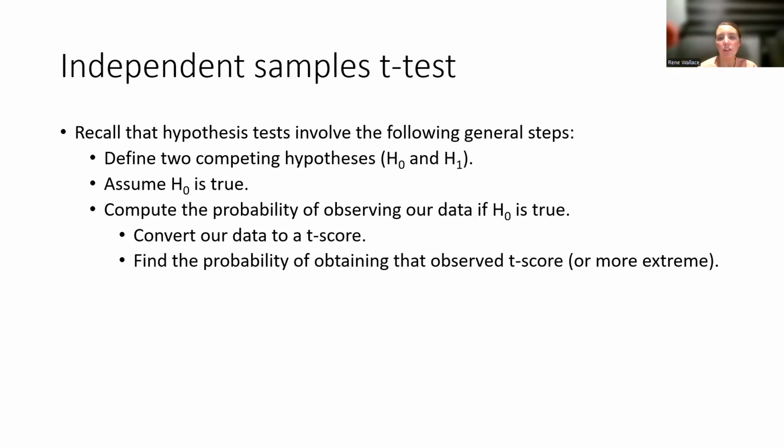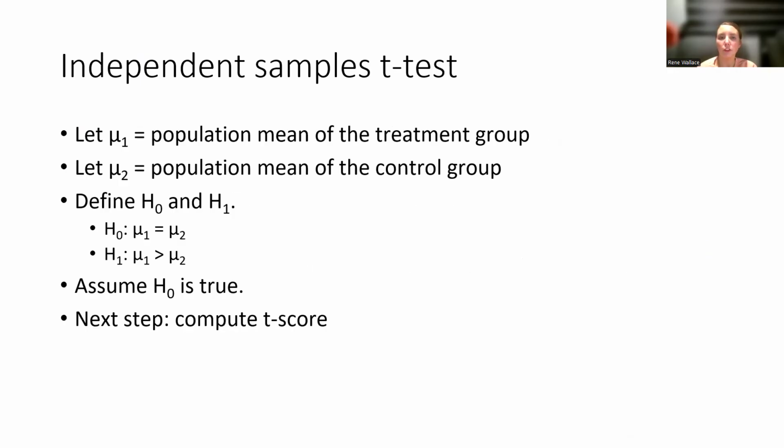Compute the probability of observing our data if the null is true. We're going to convert our data to a t-score and then find the probability of obtaining that observed t-score or a more extreme version. So we're going to say mu1 is the population mean of the treatment group, mu2 is the population mean of the control group.